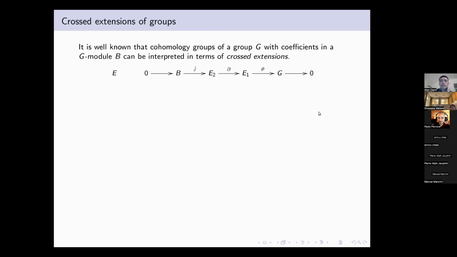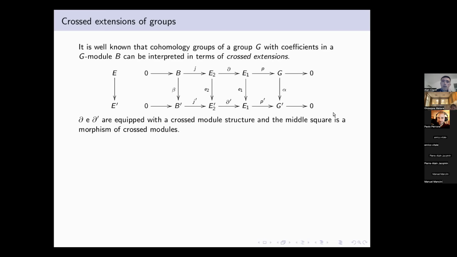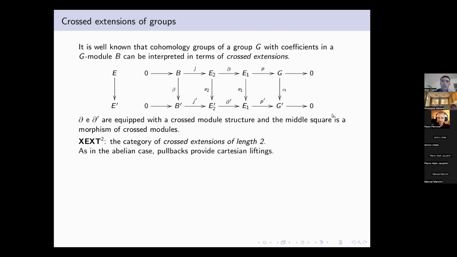What are these? Well, the crossed extension is again an exact sequence of this kind where G is a group, E2, E1 are groups, and B is an abelian group. But the middle arrow needs to be, in fact, a crossed module. And morphisms of such are 4-tuples, such that, of course, the squares commute, but the middle square has to be a crossed module morphism. Okay. We denote by X the category of crossed extensions of length 2.